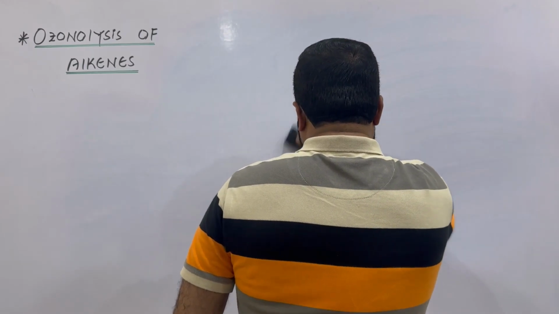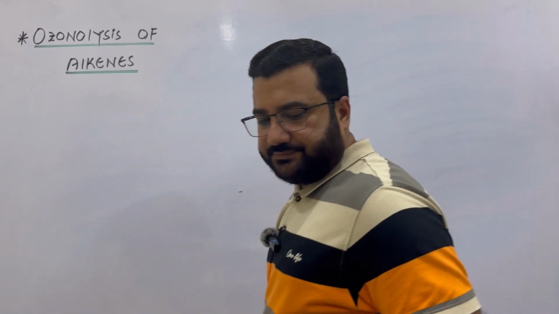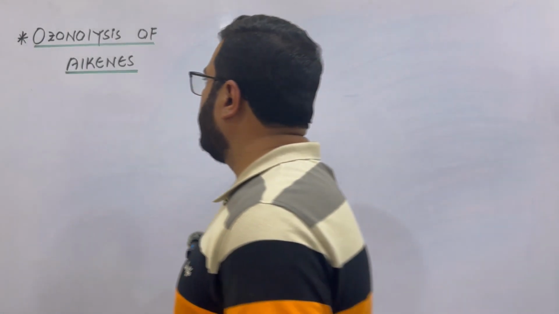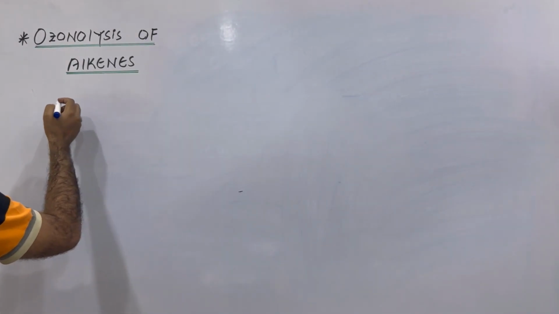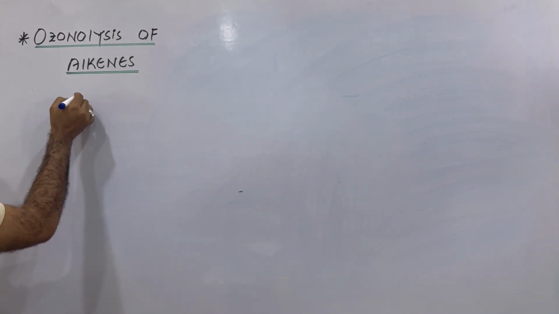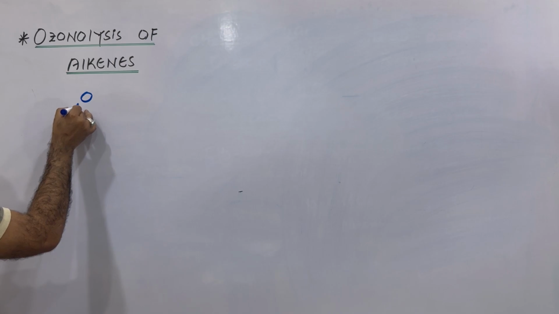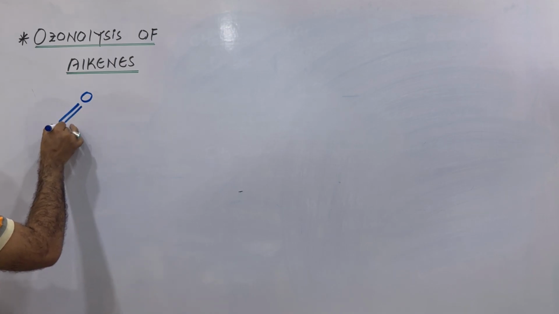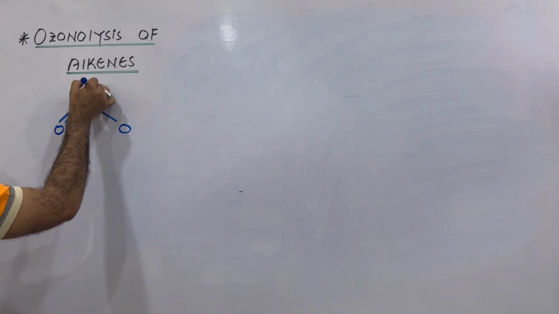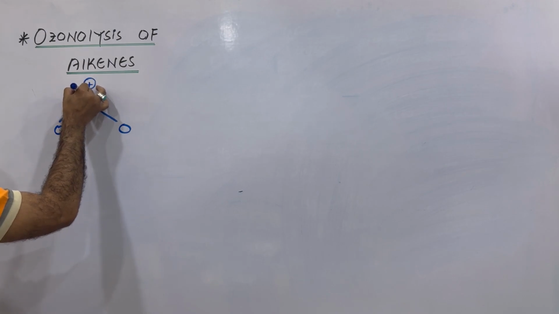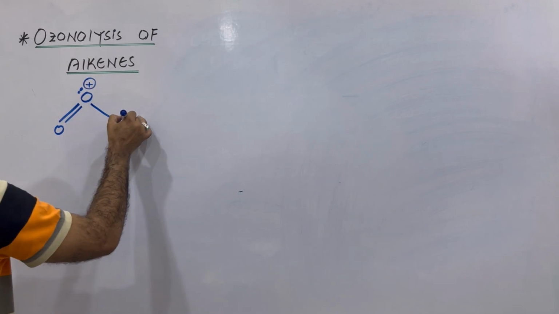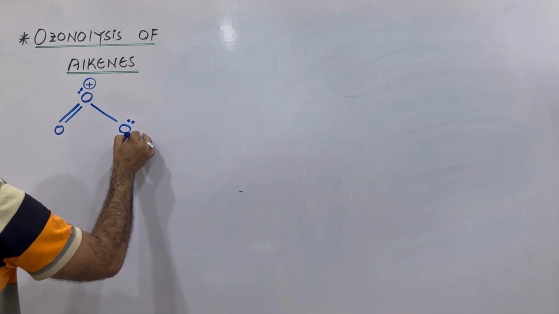Now, my dear students, very important, what is the mechanism of the ozonolysis of alkene? Let us talk about the general mechanism. This one is one of the resonance structures of the ozone.